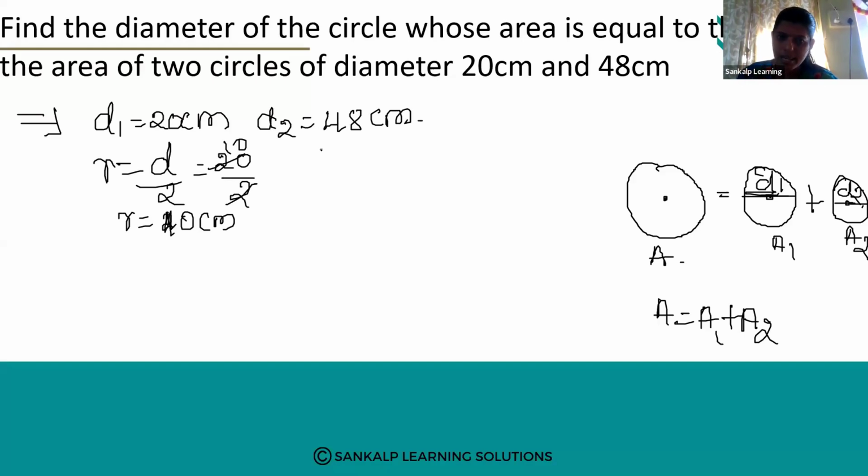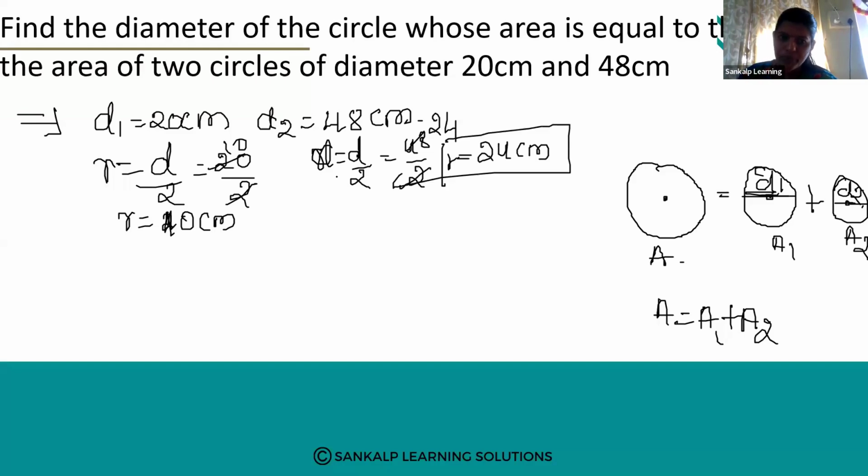Right. Next, R is equal to D divided by 2. That is 48 divided by 2. 2 2s are 4, 2 4s are 8. That is, the R value is 24 centimeter. So this is the R value here. Here R is 10 centimeter. Okay. Next, find the diameter of the circle.